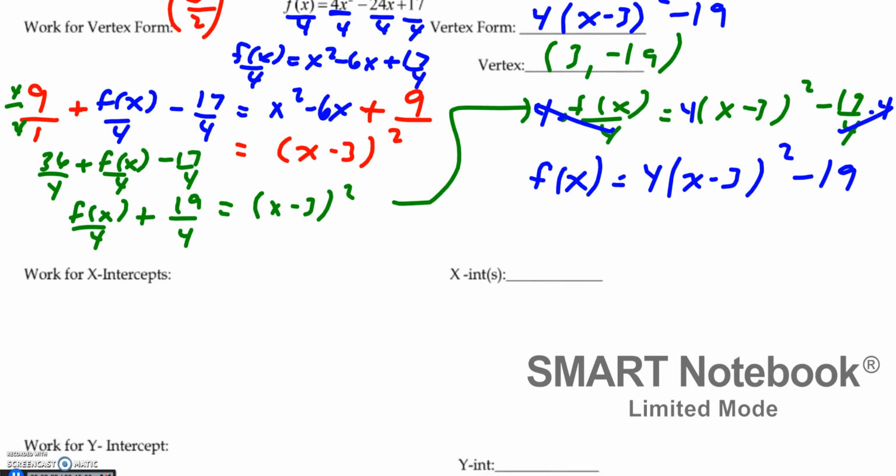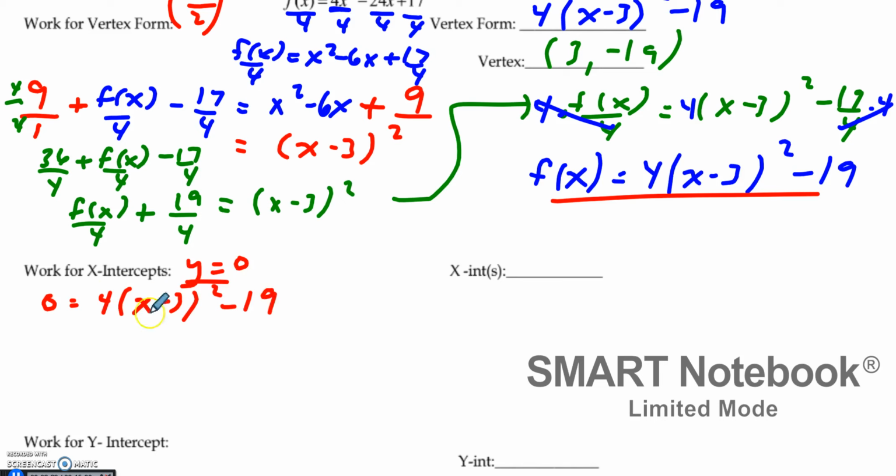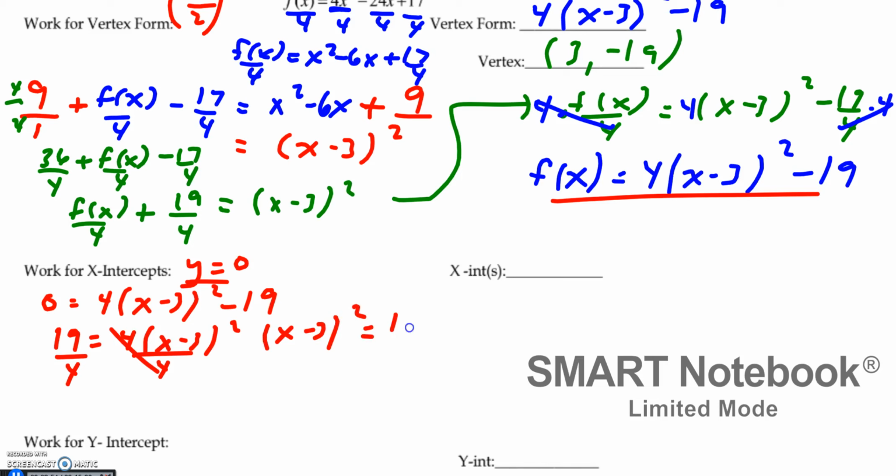If now I'd like to find my x-intercepts, remember that is when y equals 0 because you're on the x-axis. We are going to set the equation that we just found equal to 0. So 0 equals 4 times x minus 3 quantity squared minus 19. And if my goal is to solve for x, I'm going to add the 19 first, and then I'm going to divide by 4. So I would have, if I switch the order, x minus 3 squared equals 19 over 4.